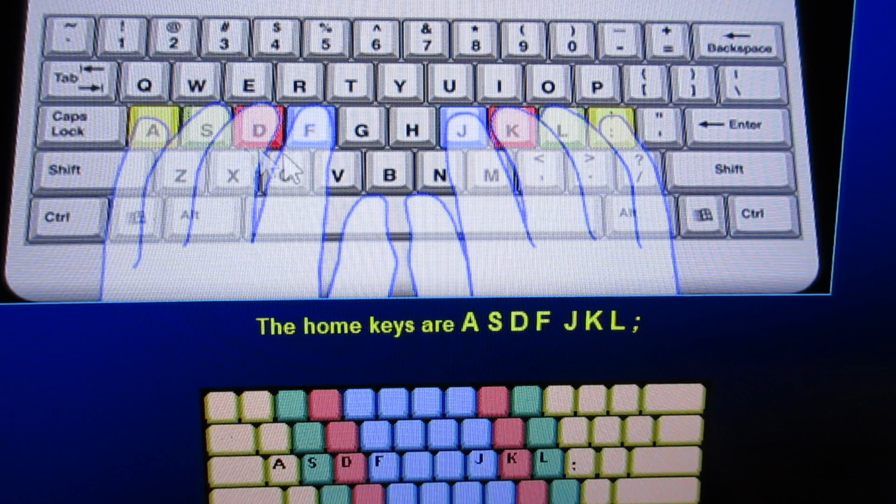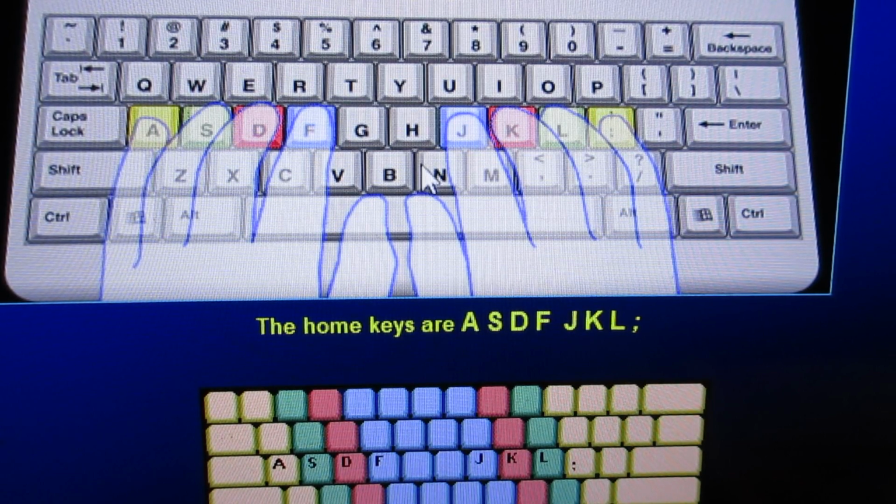Okay, then place your right hand over here, and the J finger is the first finger. Second finger, K finger. The third finger is also called the L finger, and the fourth finger is also called the semicolon finger.